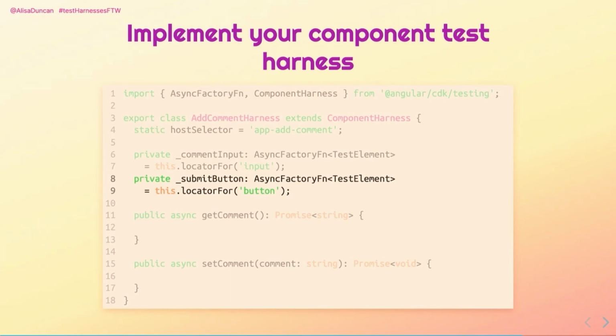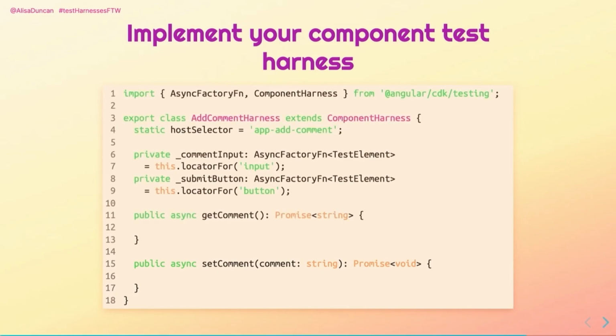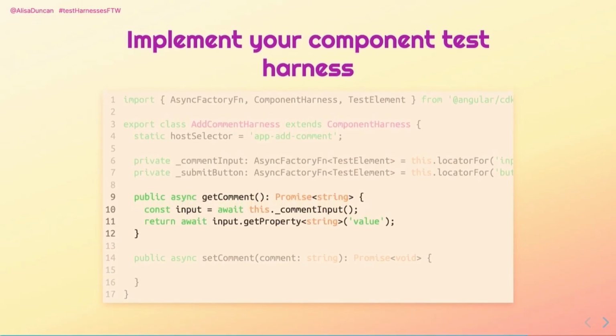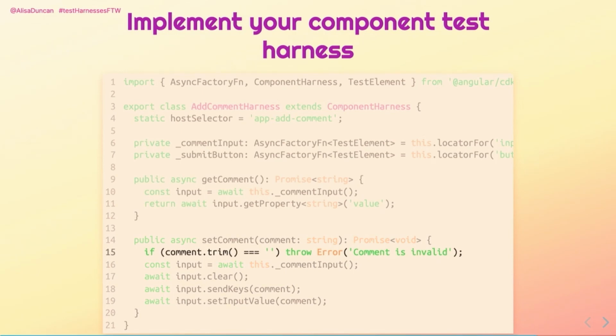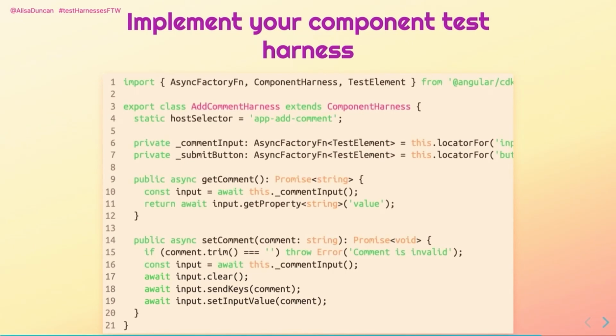Next, we want to think about the API that we'd want to use for working with the commenting component. And for a commenting component, it probably makes sense to get a comment and to set a comment. There's probably more methods that make sense as well, but we will just focus on these two for right now. So to get a comment, we first want to get the HTML element for the input by making that call. And then we can work with the test element API to get the property value. Now for set comment, we'll do a little error handling to make sure that the comment that was passed in is valid. Then we'll get that comment input element, and then work with the test element API to set that value. And with that, the component test harness guts is completed.